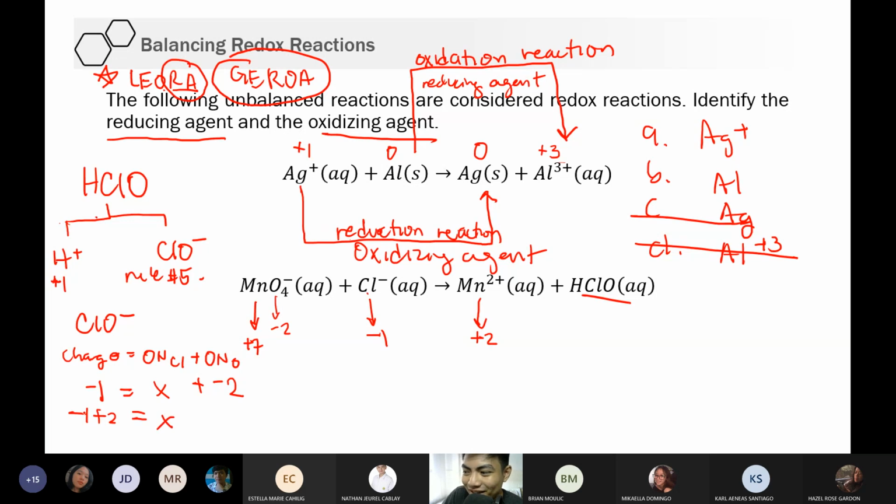Ayan. So, negative 1 plus 2, positive 1. Okay? So, Cl is positive 1. So, according yun sa calculation natin. So, kita nyo, no? Cl hindi siya nagpa-follow talaga ng rules. Okay? So, ayan. So, Cl is positive 1. So, this is positive 1.